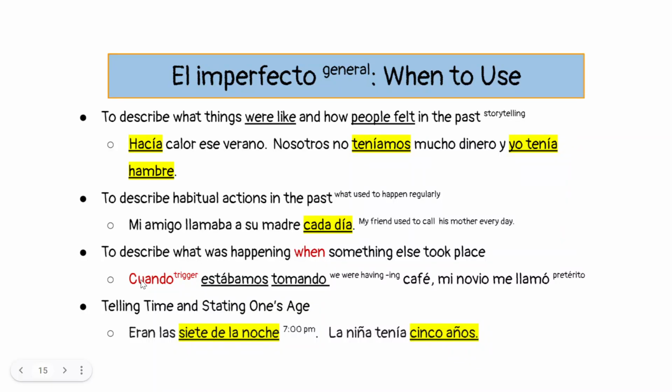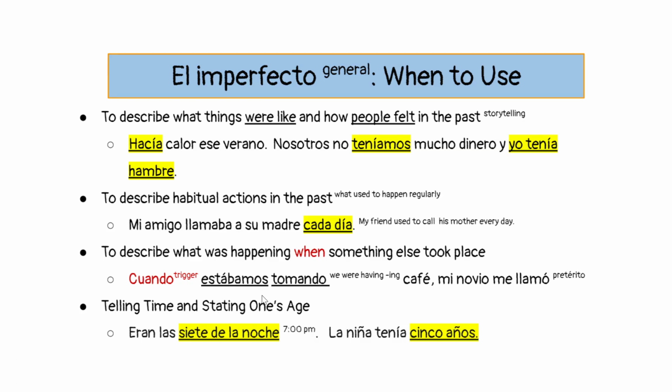To describe what was happening when something else took place, we already talked about this. So cuando means when. I was drinking, -ing, we know that's imperfect. When I was drinking coffee, my boyfriend called. Preterite. That's the interrupted action. This is the bouncing one. I was drinking coffee, and the preterite crashed into it, interrupted my action, and my boyfriend called.